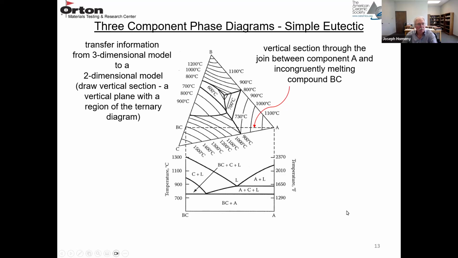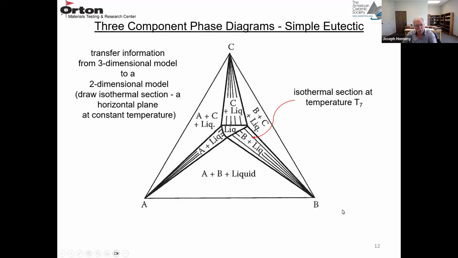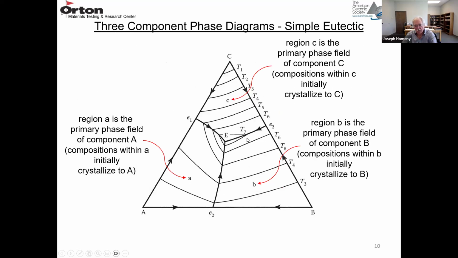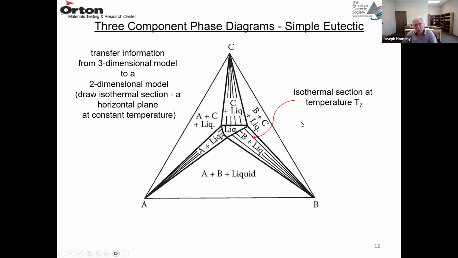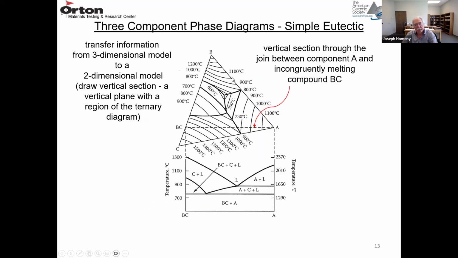So there are three ways of presenting these diagrams. This is the most common, just a projection of the liquid surface. There are isothermal cuts parallel to the base, and these other cuts vertical, or perpendicular to the base.